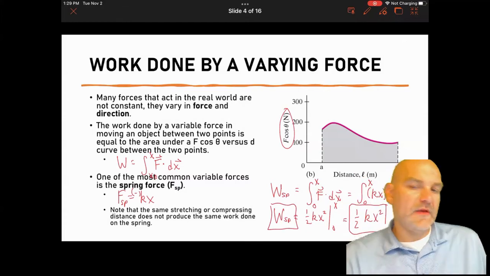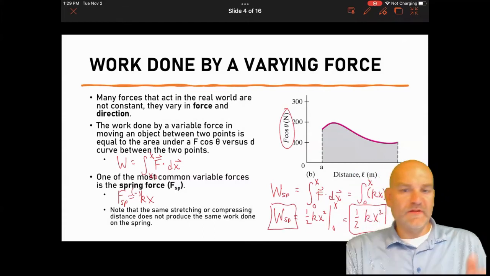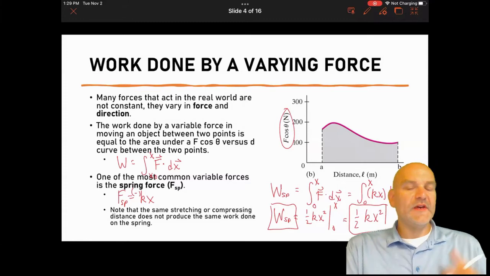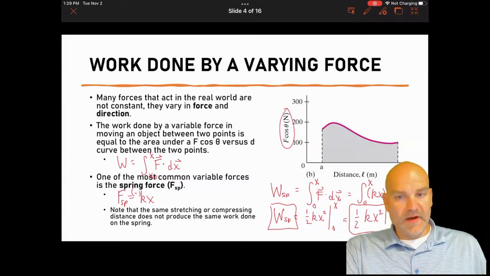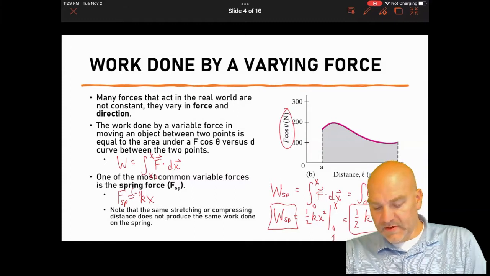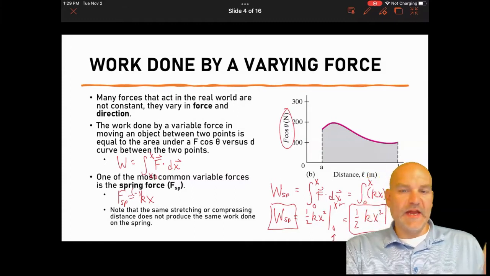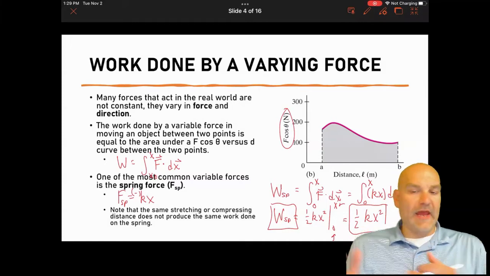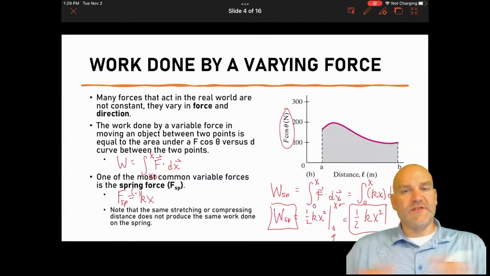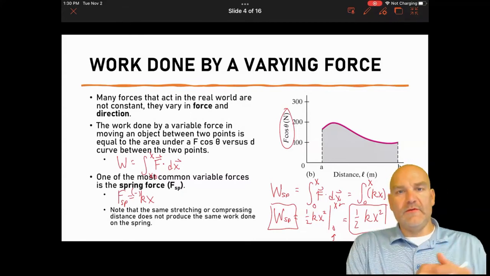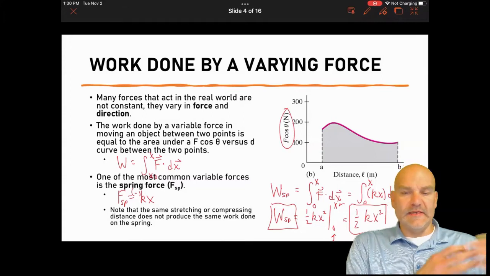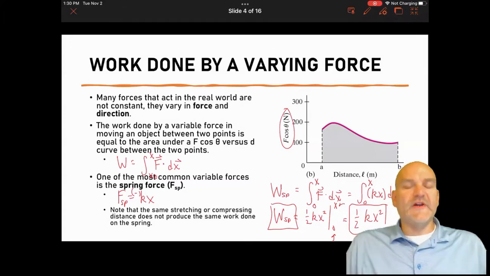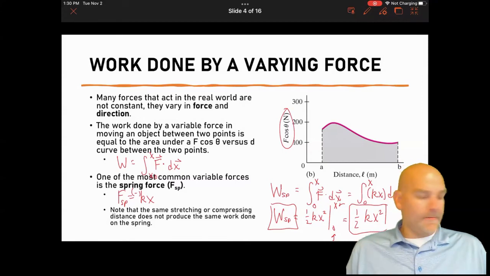Now, you do have to be careful, because we evaluated this particular integral from 0 to x. If it's not 0 to x, you need to make sure you plug in your limits. I guarantee you that if you did from 0 to 4 and 4 to 8, even though they're the same 4 meters, I don't know why you would stretch a spring 4 meters, they would still technically be a displacement of 4 meters, but the work done is going to be much different.